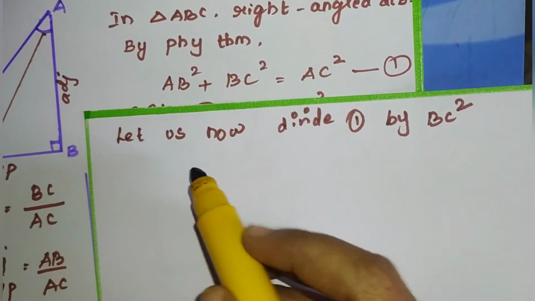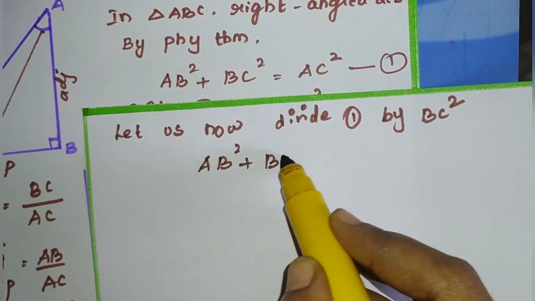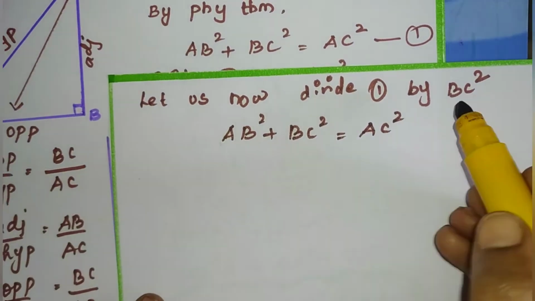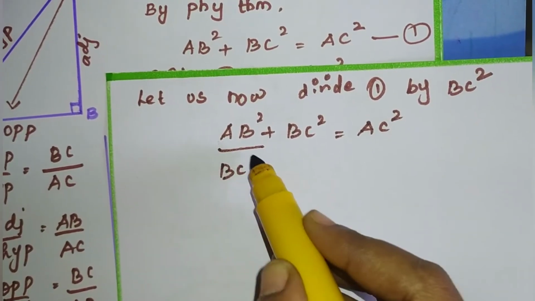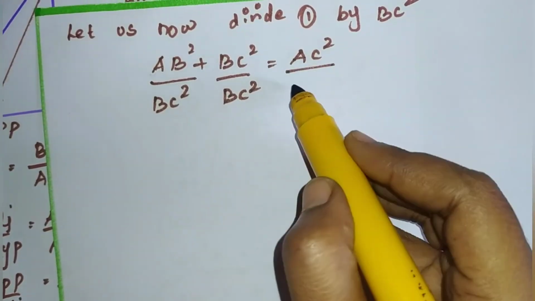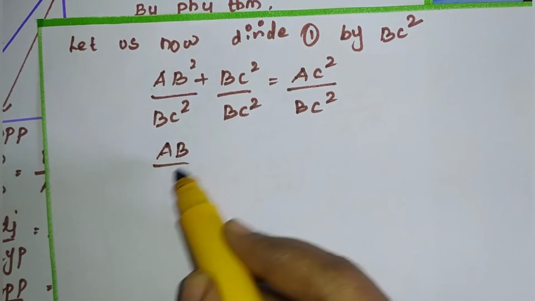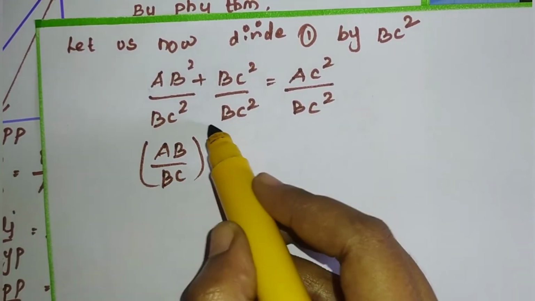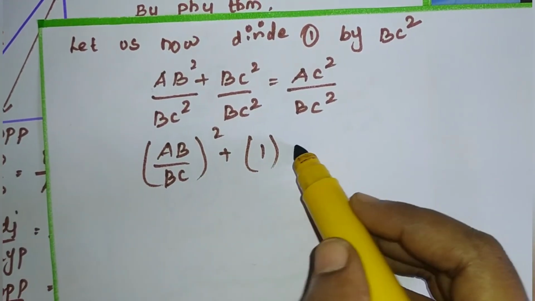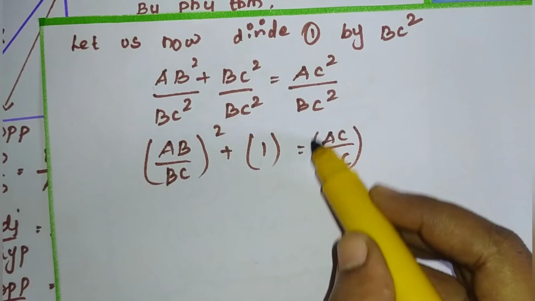So what is the first equation? First of all, AB square plus BC square is equal to AC square. I'm going to divide by BC square. AB square divided by BC square, plus BC square divided by BC square, we can cancel, so it will become 1, equals AC divided by BC the whole square.